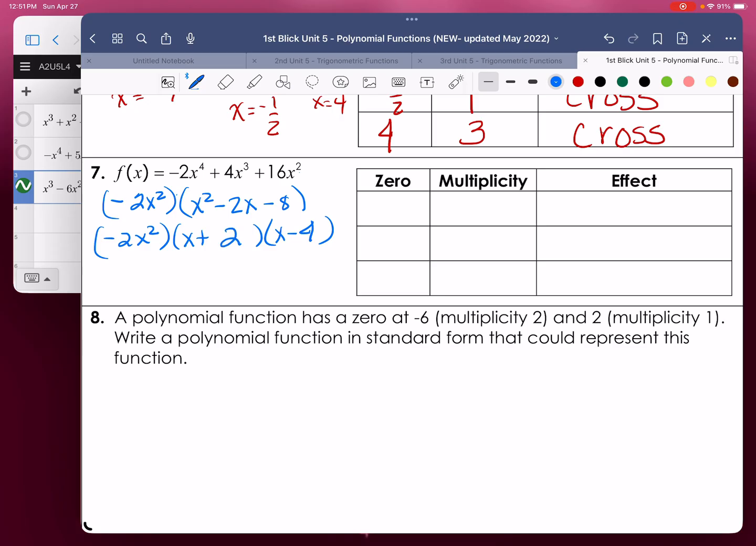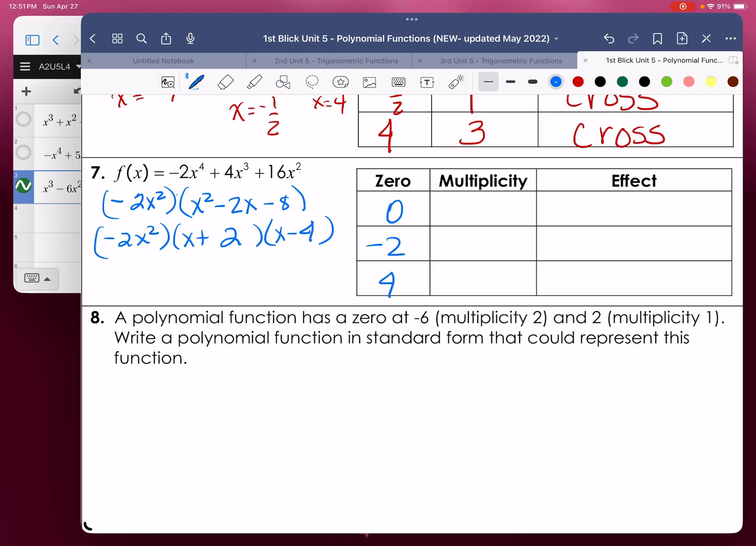Okay. Now, let's pick out our zeros. If you need to, set them equal to 0 and solve. But in this first one, what's x going to have to be for 2x squared to be 0? X is 0. All right, in the second set, x plus 2, what's x going to be if you set it equal to 0? Well, that's going to be -2. And then in the third set, if x minus 4 is equal to 0, then x is equal to 4.